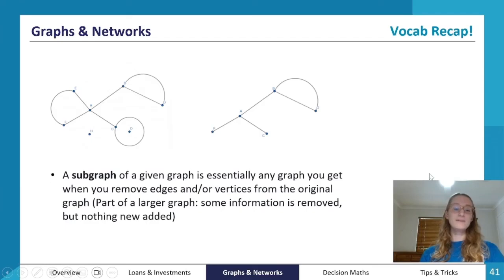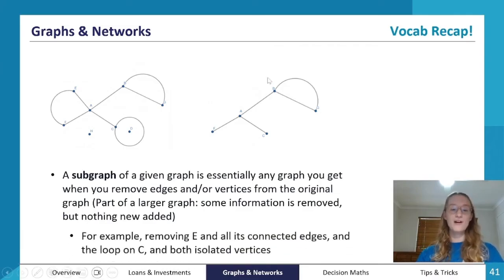What about these ones here? So this one on the right is actually an example of a subgraph of the original graph. So what is a subgraph? It's essentially any graph you get when you remove edges and or vertices from the original graph. So some information is removed, but no new information is added. So it's part of a larger graph, but again, there's no new information in a subgraph.